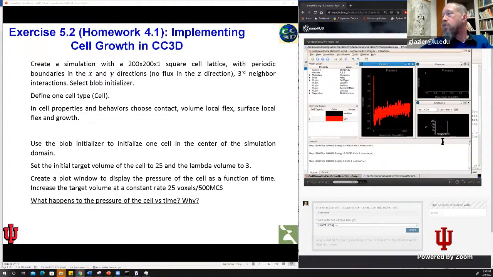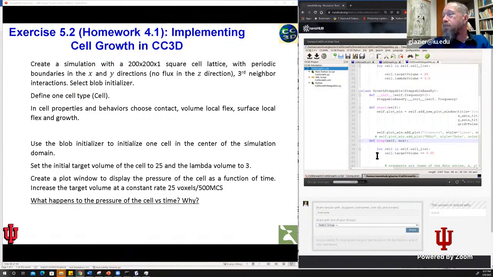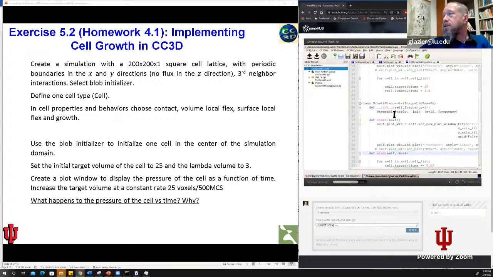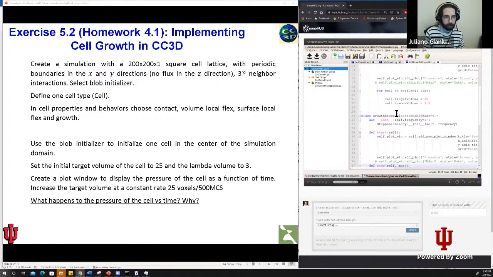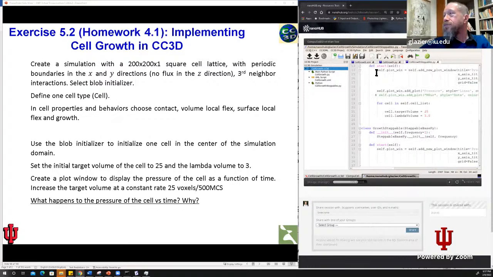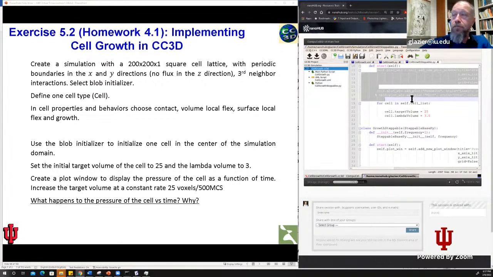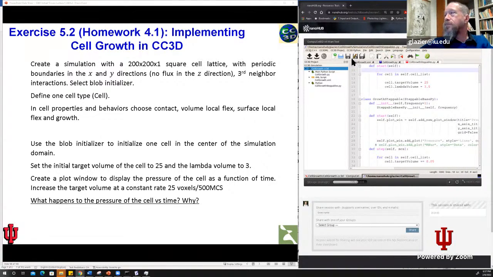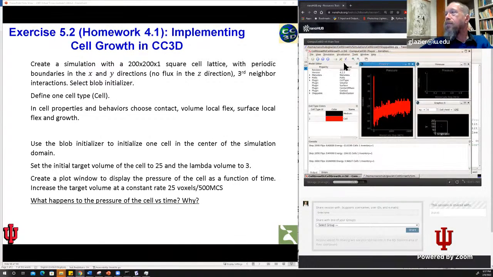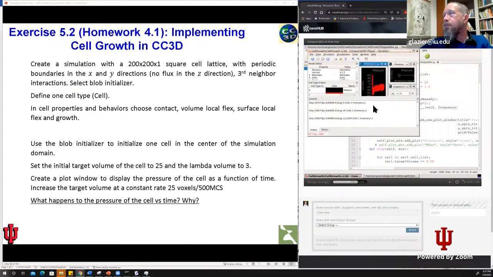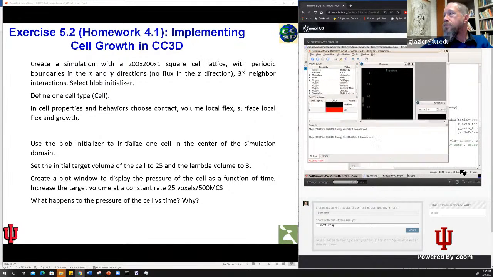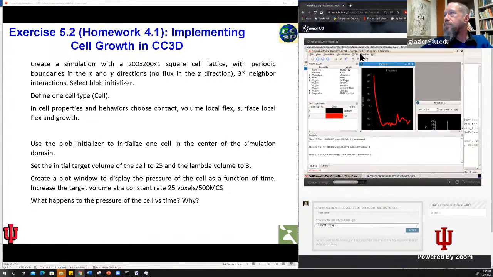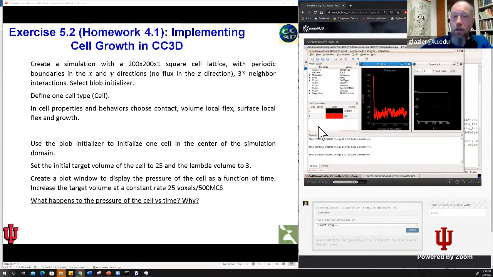I'm not sure why I have pressure twice. I probably instantiated it. Oh, because I didn't take it out of the... Okay, does everybody have that? Did anybody need help with that?